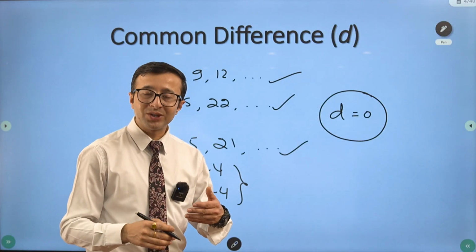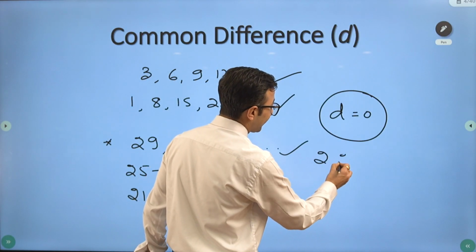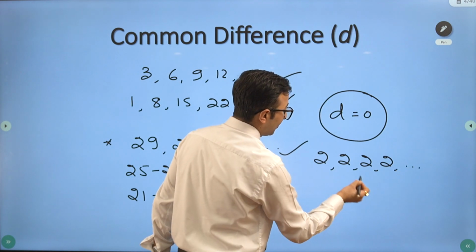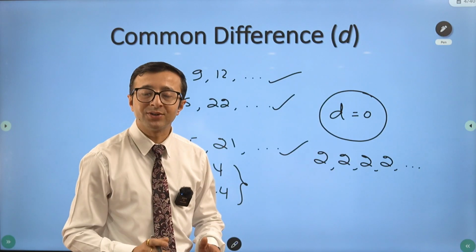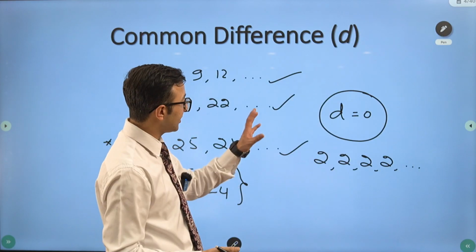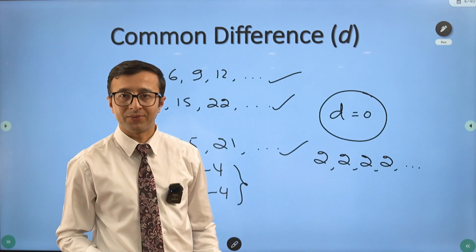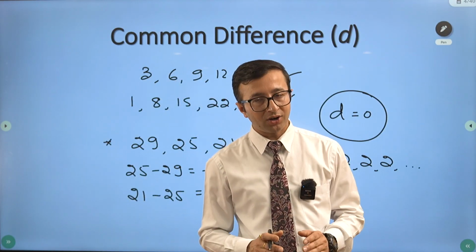So what type of sequence will there be if the common difference is 0? Just write down the same numbers: 2, 2, 2, or 0, 0, 0. That means a constant value, the same value. If it is repeating, then for such sequences the common difference is 0. So these are some ideas to find the common difference.